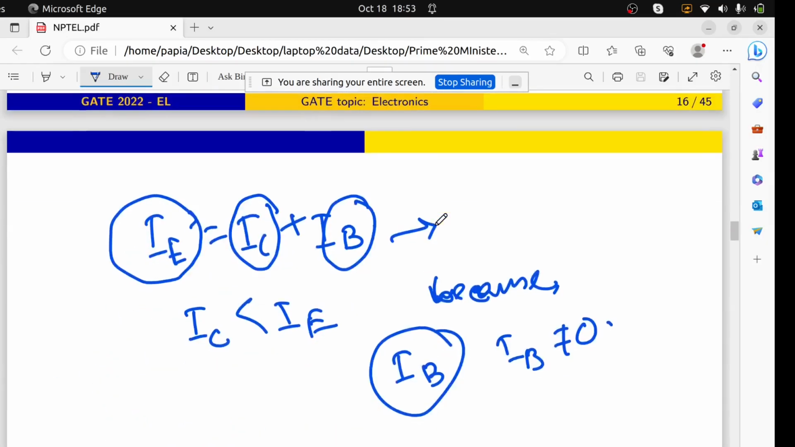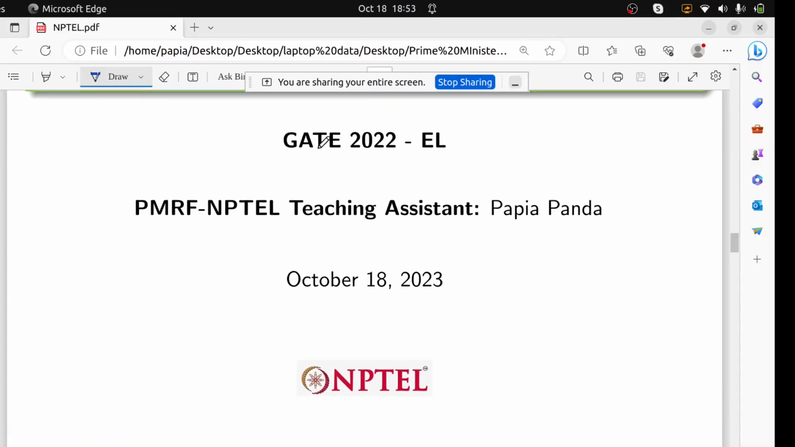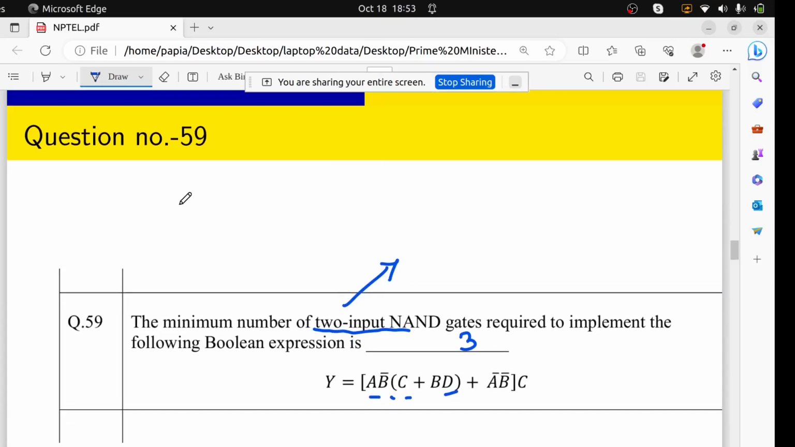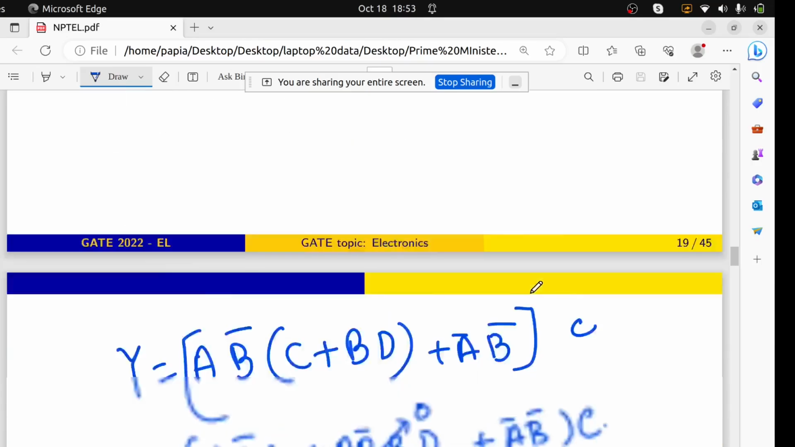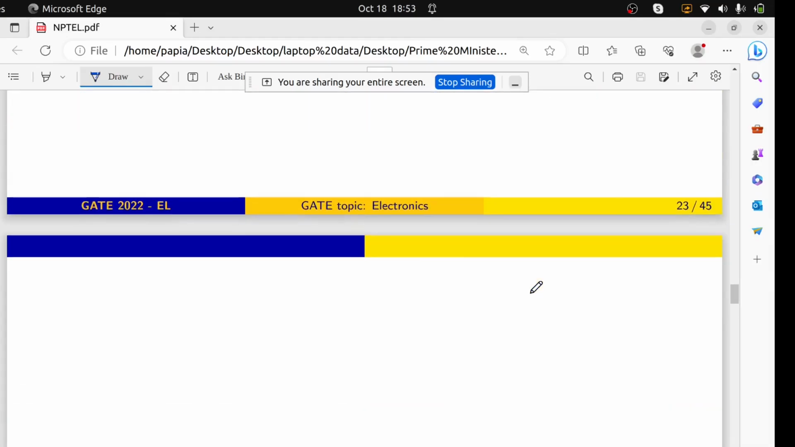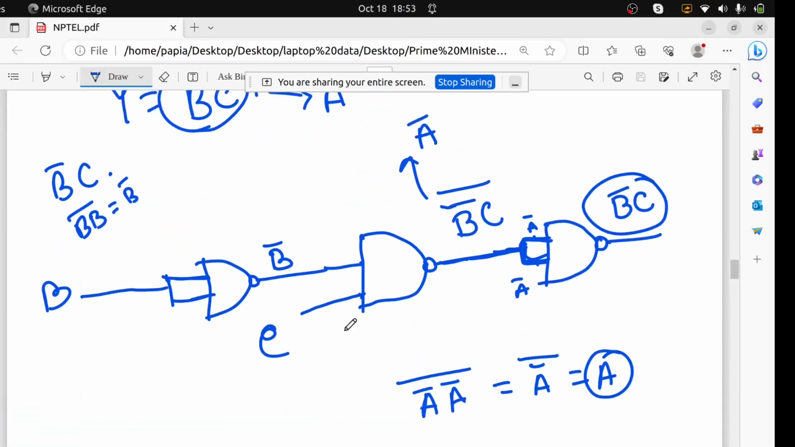Now coming to the third question. I have taken this from the GATE 2022 question paper. Question number is 59. The minimum number of 2 input NAND gates required to implement the following Boolean expression is 3, and the Boolean expression is y equals a b bar into c plus b d plus a bar b bar c. Then the minimum number is 3.